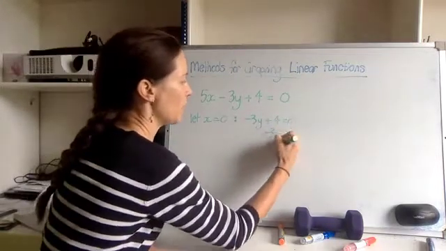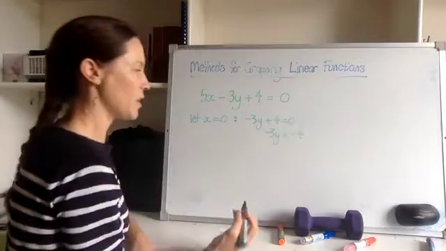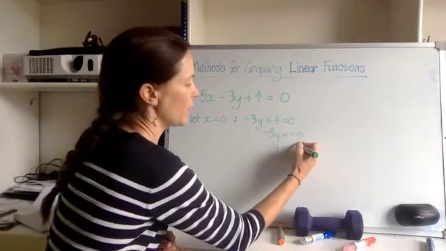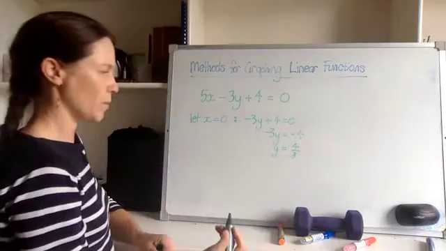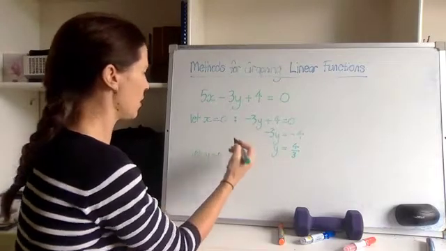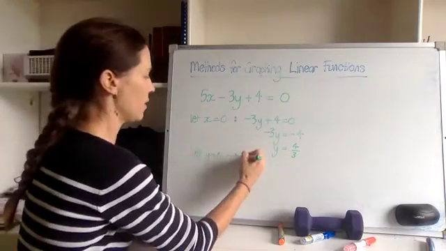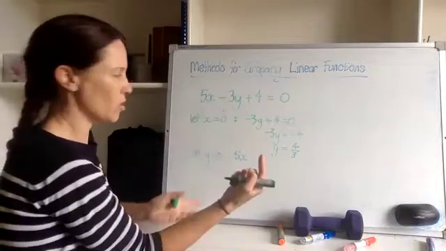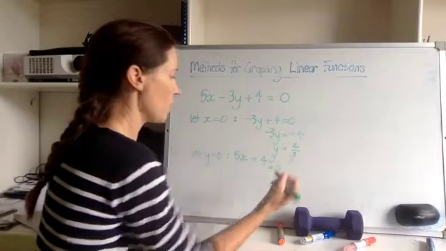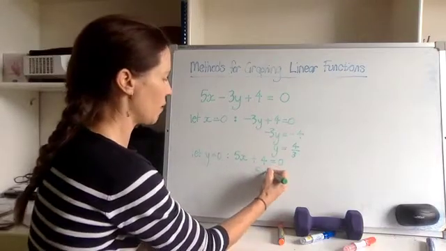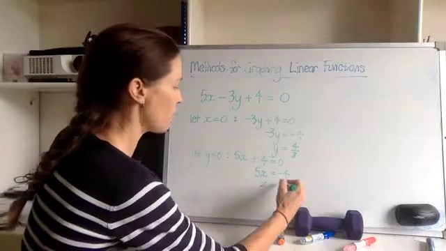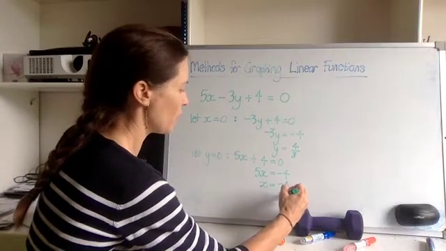Subtracting 4 from both sides, I get this. And then dividing both sides by negative 3, a negative divided by a negative, is going to give me just 4/3. Now if I let y equal 0, then I've got 5x minus 3 zeros is just 0, so I don't need to write that. And now I've just got plus 4 equals 0. Solving that, let's subtract 4 from both sides. Now let's divide both sides by 5, and now I've got negative 4/5.